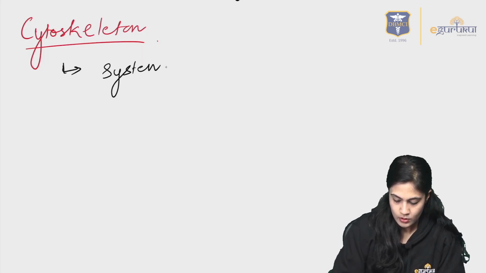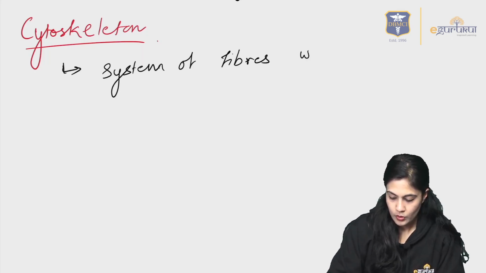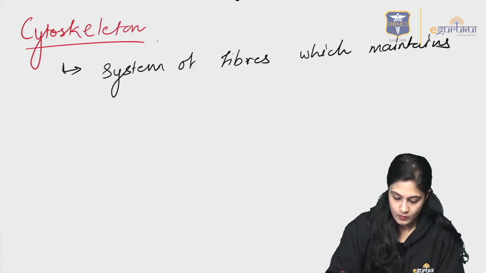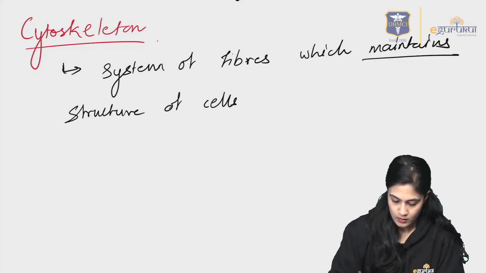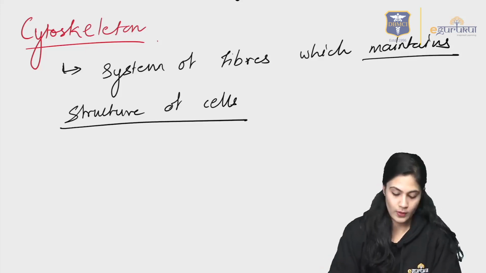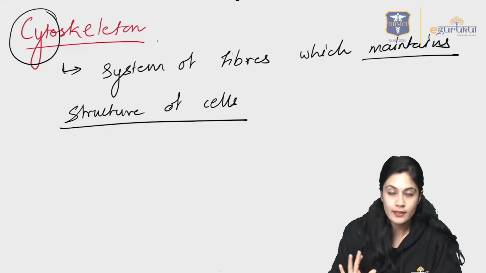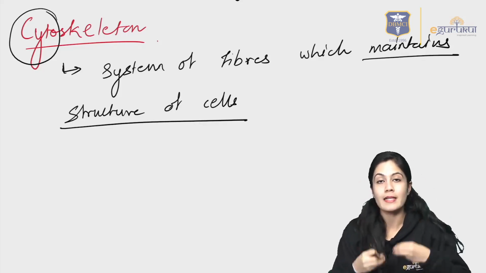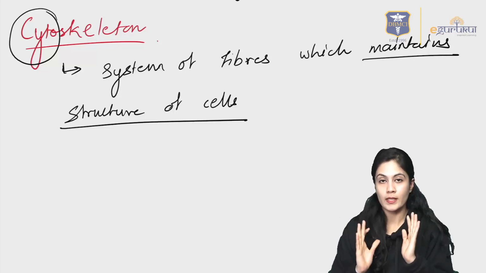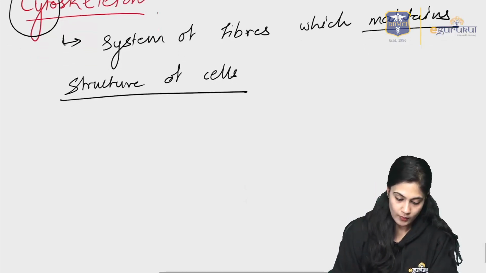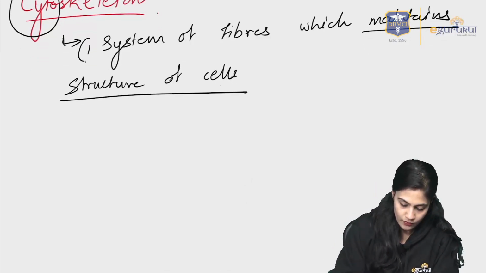This is the system of fibers which maintains the structure of cells. Cyto means cell and skeletal means providing support, and hence it maintains the structure. That is why it is known as the cytoskeleton, right? This is the first function.